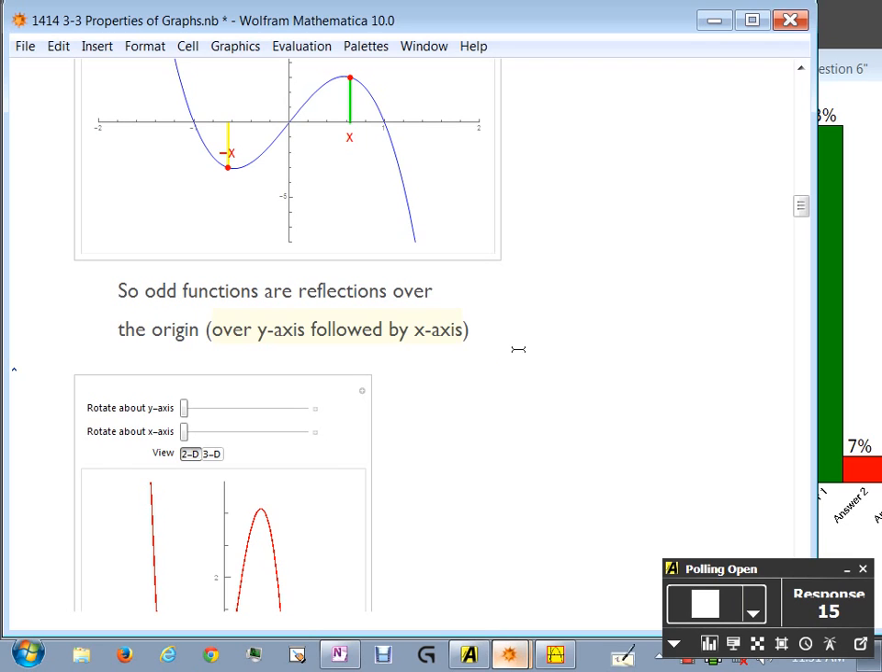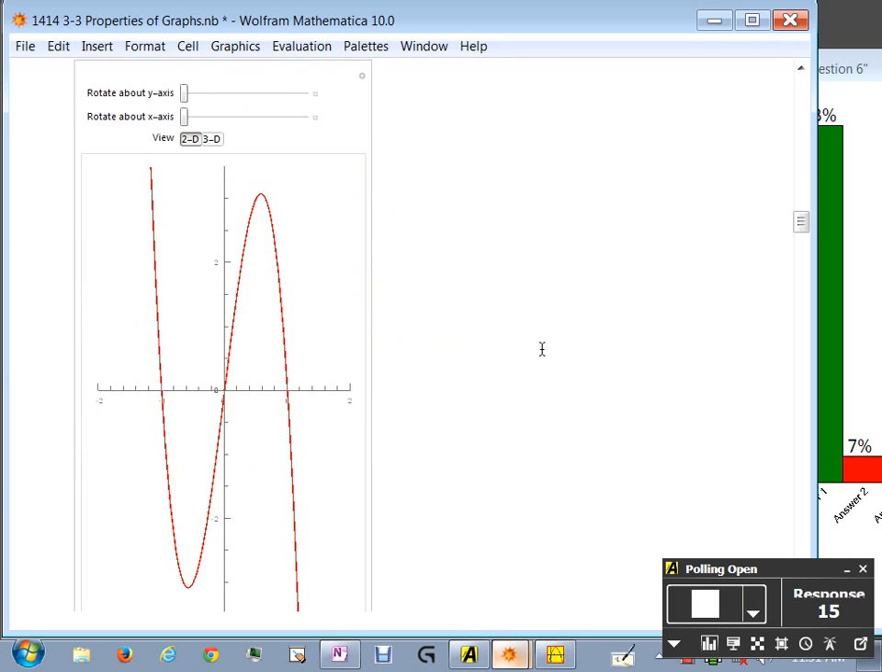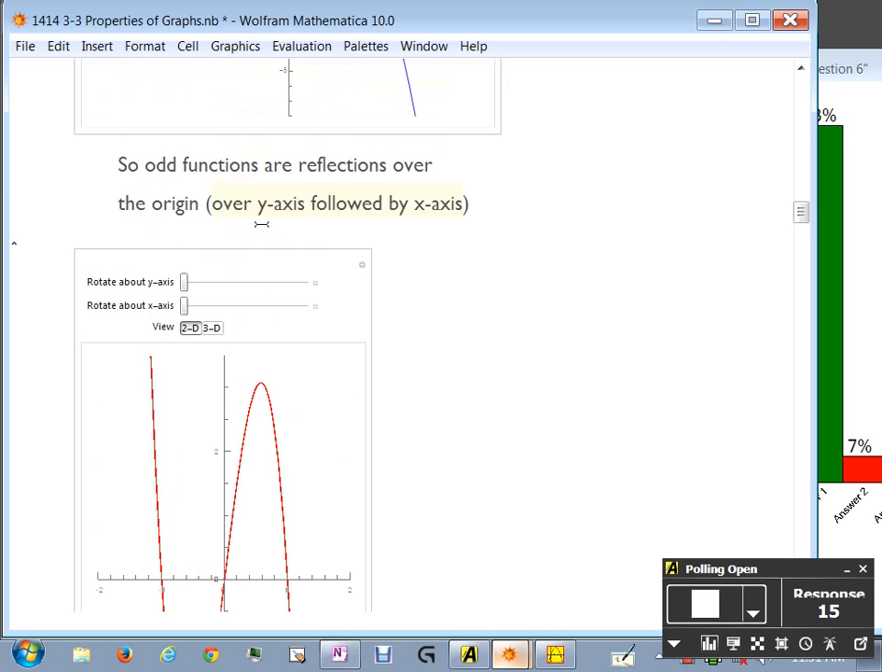So let me see if I can get you to visualize this. This is an odd function. Over the y followed by the x. Even functions are simple. It's just a reflection over the y-axis. You're done.